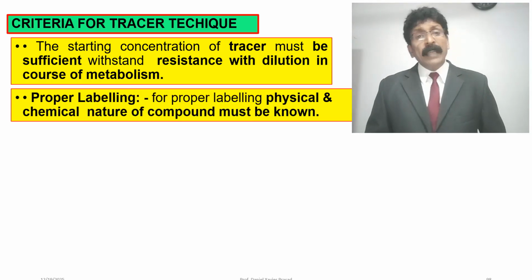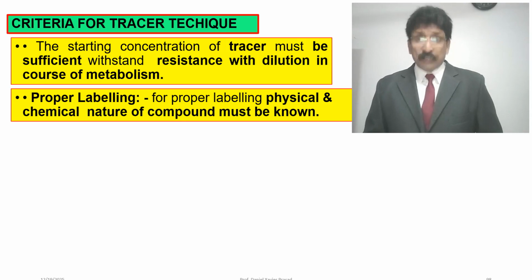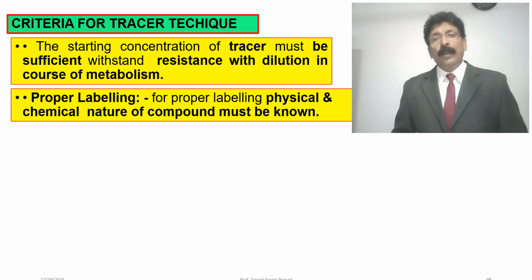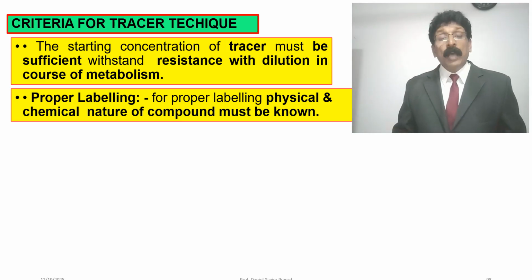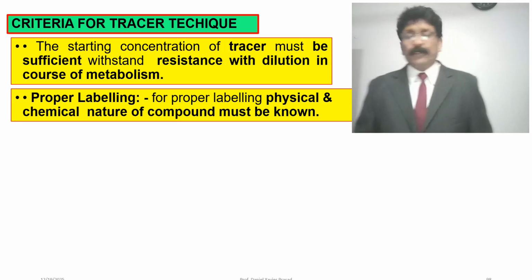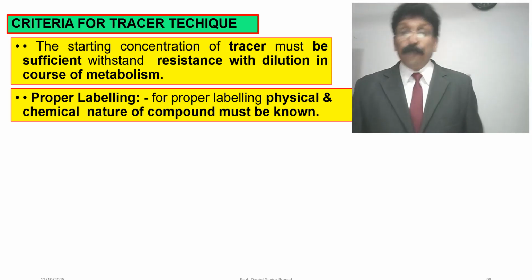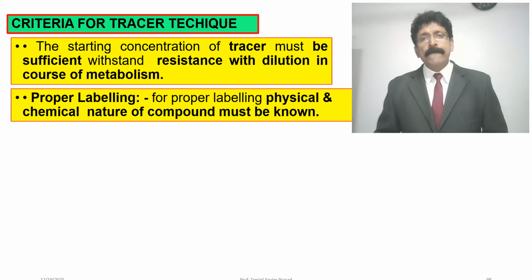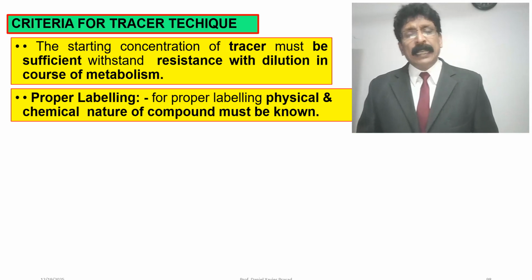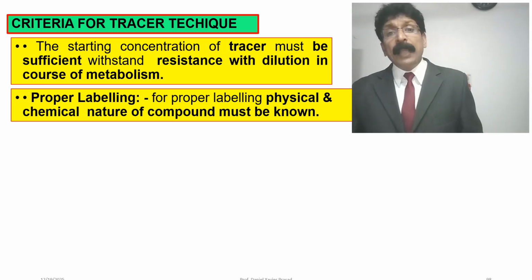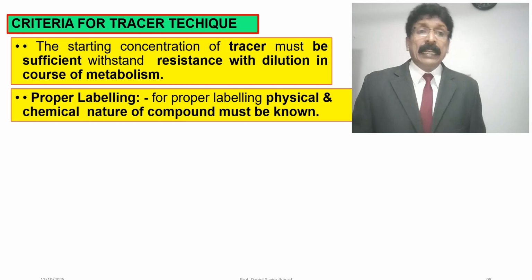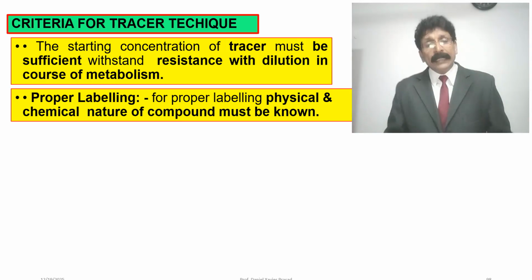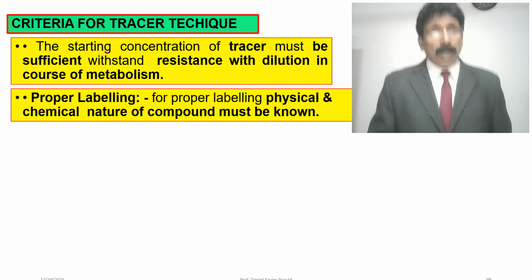And proper labeling is very important. For proper labeling, the physical and chemical nature of the compound must be known. Suppose you are labeling phenylalanine with carbon-14, we have to find out the proper physical and chemical nature of the phenylalanine with carbon-14. If you are taking glutamine or glutamic acid, it is labeled with nitrogen-15. We should find out whether it has the physical and chemical nature of that particular compound, that is glutamine labeled with nitrogen-15, which must be known very clearly.